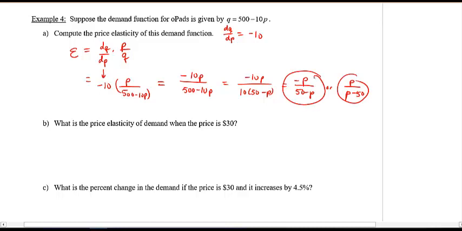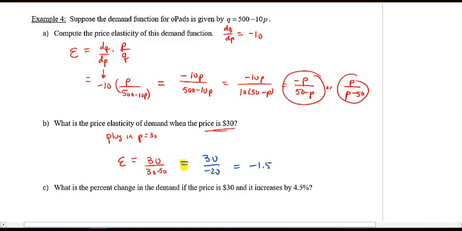Now, so what? What's the price elasticity of demand when the price here is equal to 30? So now just plug in 30, right? So plug in price equals 30. E equals 30 over 30 minus 50. Then we get 30 over negative 20. That equals negative 1.5.